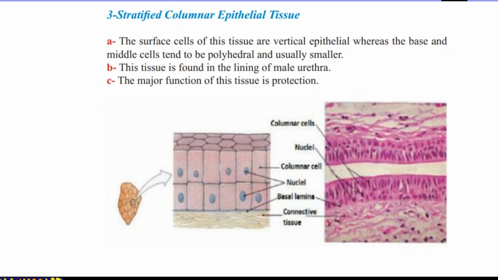Stratified columnar epithelial tissue. The surface cells of this tissue are vertical epithelial cells, where the base and middle layers tend to be polyhedral and usually smaller, like in other tissues. But in drawing, we draw two layers of vertical cells, one on another, with an ovoid nucleus closer to the base of the cells, which rest on a basement membrane, with connective tissue to attach to other parts of the body. This tissue is found in the inner lining of the male urethra, part of the urogenital system in males. The major function of this tissue is also protection.